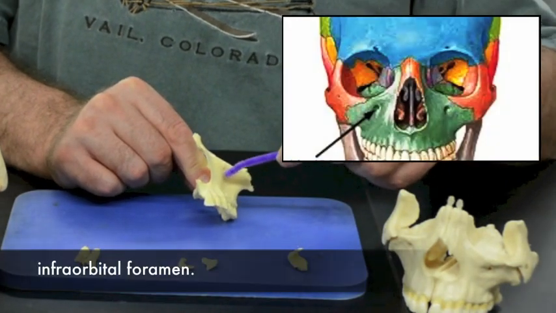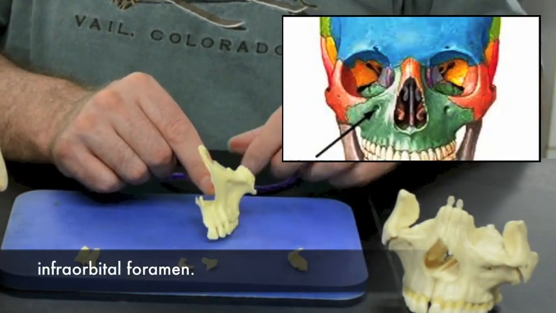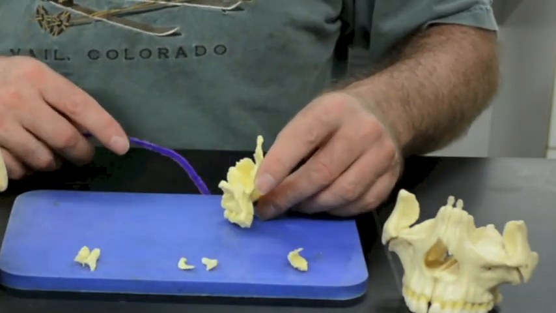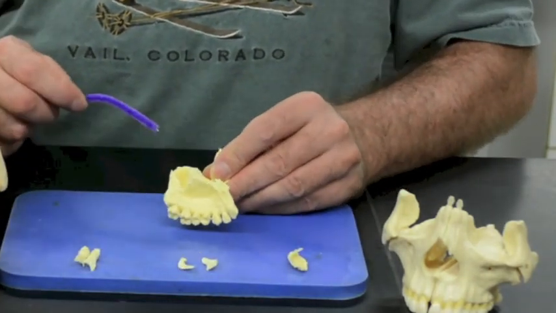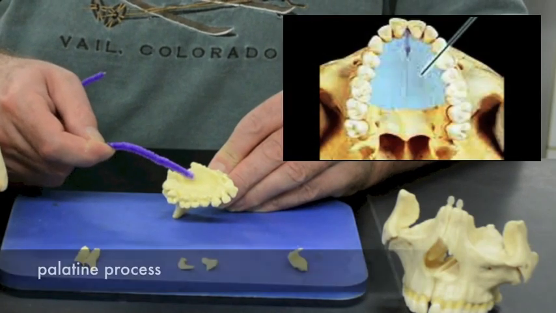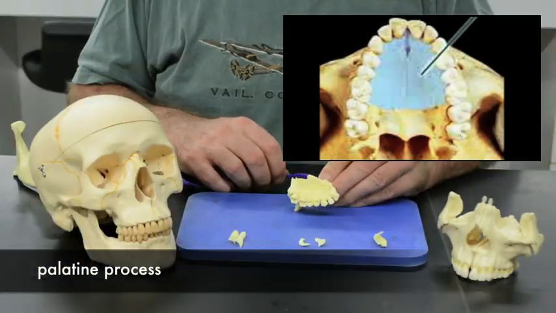Here we have the infraorbital foramen, and if we take a medial view, we can see here that we have the palatine process.